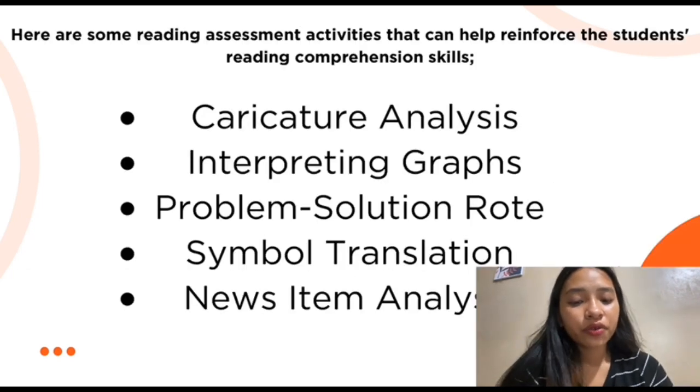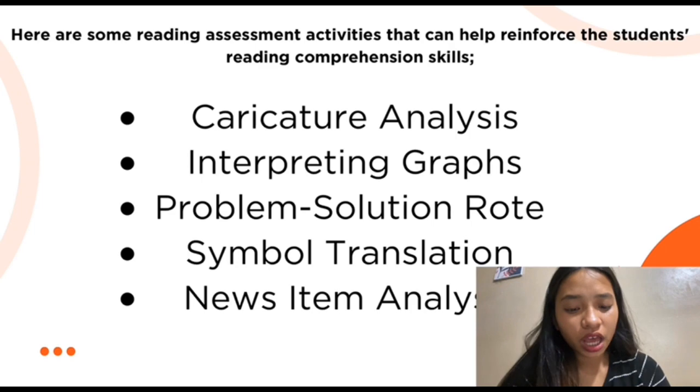Here are some reading assessment activities that can help reinforce the students' reading comprehension skills. We have interpreting graphs and symbol translation. In interpreting graphs, look for any relevant data presented in graphs, then interpret objectively the facts and provide proactive measures for a way forward. So the next one is the symbol translation.